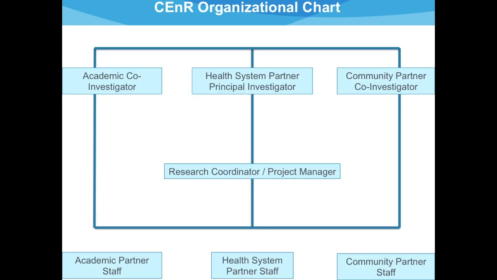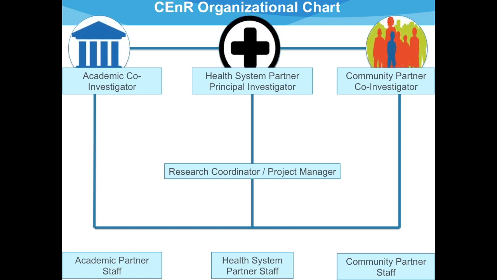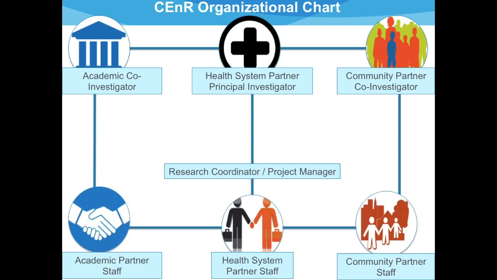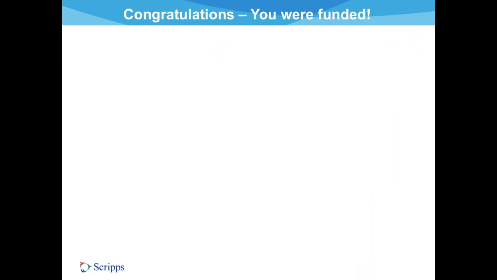To illustrate, here is an organizational chart of how a CEnR team might be structured. The top row represents the study investigators. Note that in addition to academic and health system researchers, a community member is included as an equal partner on the investigative team. It is also advisable to include a community partner at the staff or ground level to advise on methods, review study materials, and assist with implementation. This diverse team is coordinated by a central project manager who ensures that all viewpoints and partners' contributions are valued and considered.